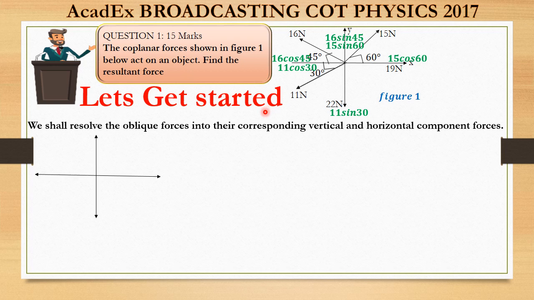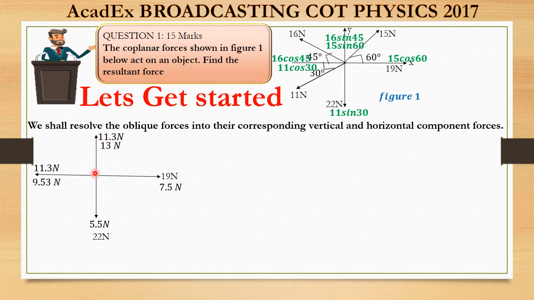After doing that, our new forces are going to be in this array. We are no longer going to have any oblique force. These are the forces that are acting at all the edges. Like we have 16 sine 45 and 15 sine 60 on the positive y-axis. So these are the numerical values here.